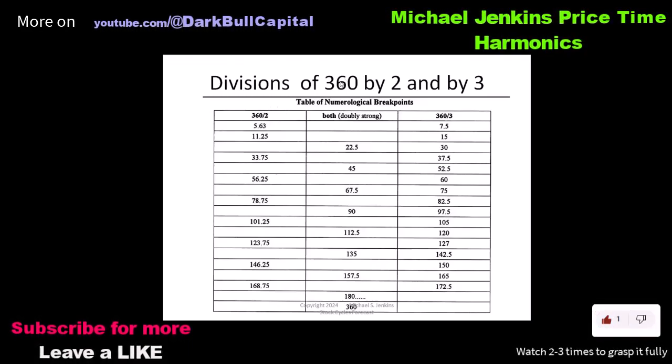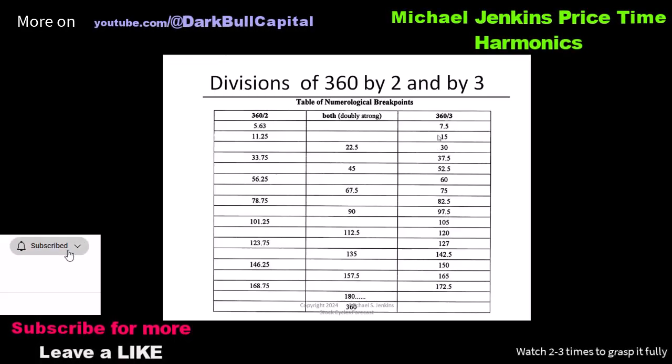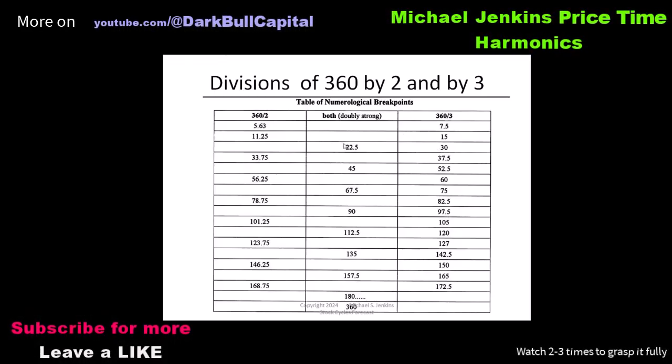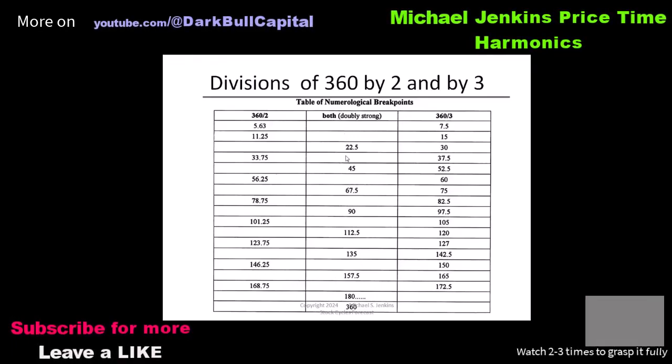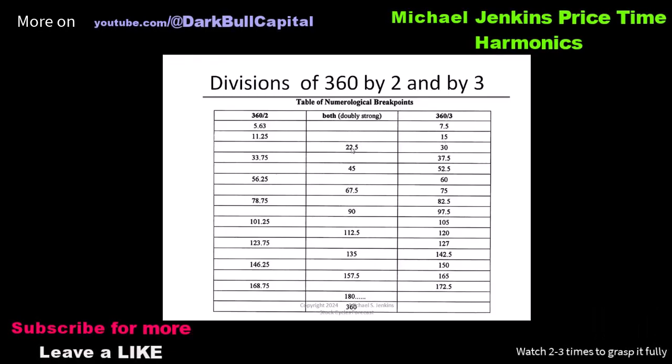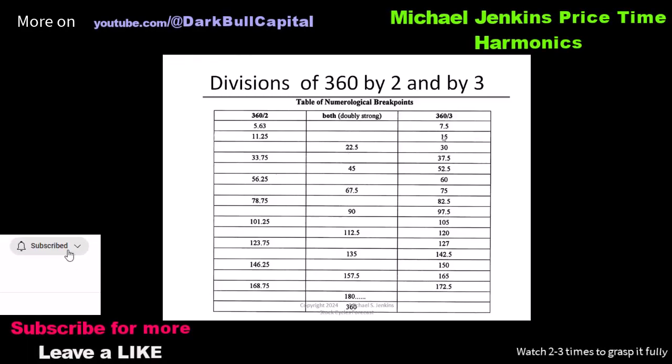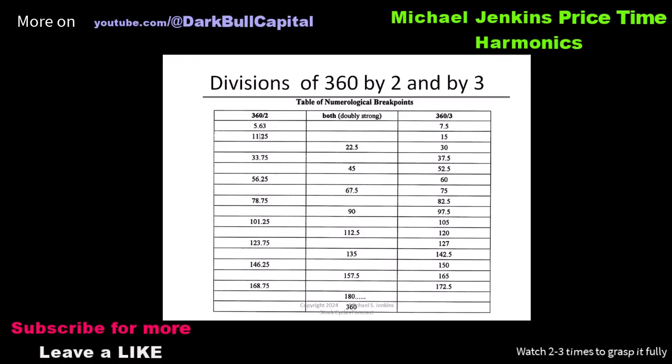Or you could divide by the trine, the threes. So 360 divided by 3 is 120. Divided by 2 is 60, and then 30, 15, 7 and a half. And then we note that there are several angles in here that are doubly strong. So like 7 and a half and 15 are 22 and a half, 11 and a quarter twice is 22 and a half, 30 and 15 here are 45, 11 and a quarter and 33, 45. So these numbers are both in there.